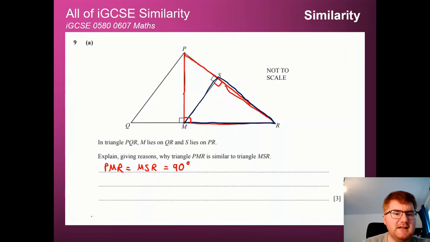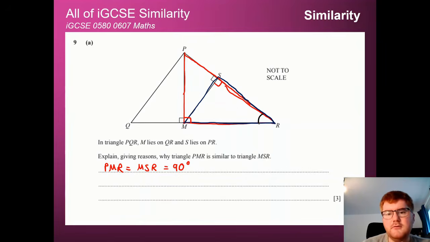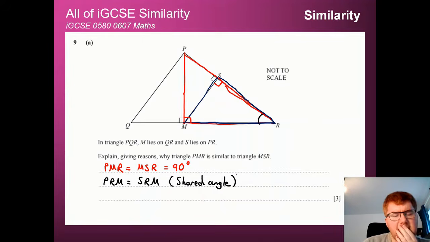The next thing to realize is they share an angle. So notice that this angle is the same in both triangles. So again, we need to identify this carefully. So angle PRM is equal to SRM. So shared angle. So that's my second piece of information. Okay, so we've got two angles.